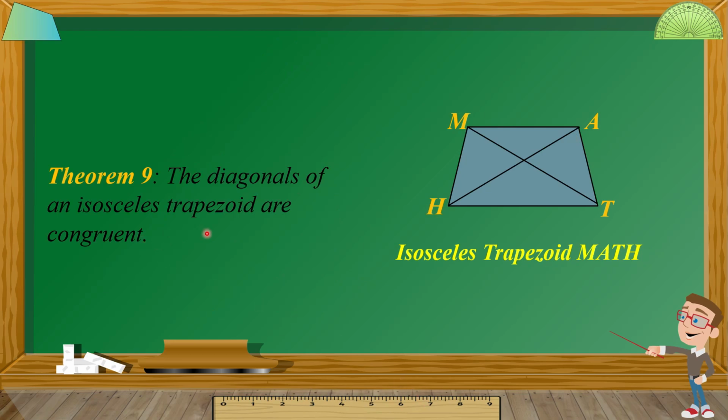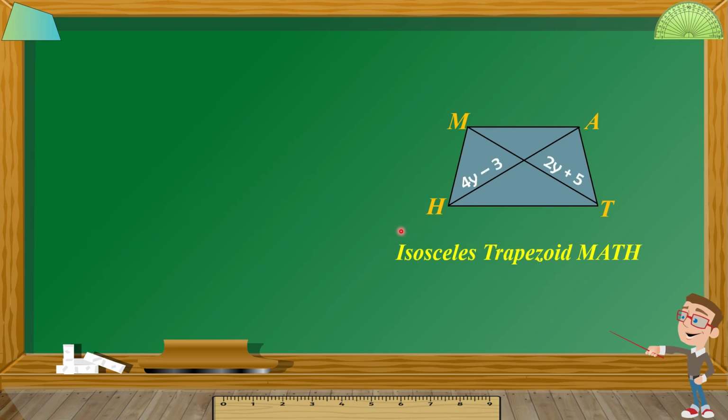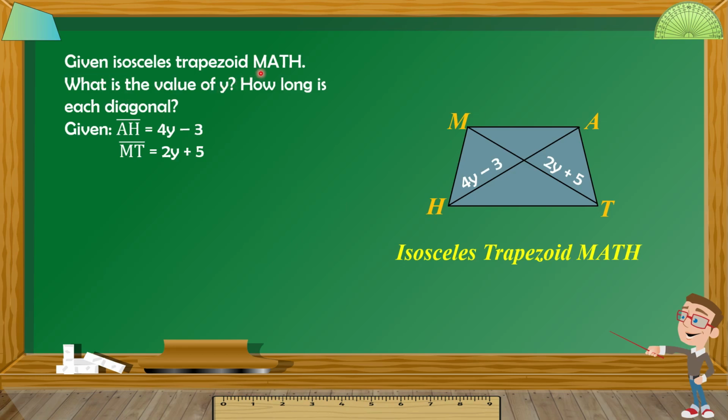Theorem number 9. The diagonals of an isosceles trapezoid are congruent. So, yan, no? Diagonals daw ng isang isosceles trapezoid ay congruent or magkasing haba yung length nila nung diagonals na to na MT at AH. So, bigay tayo ng example. Given isosceles trapezoid MATH, what's the value of y? How long is each diagonal?